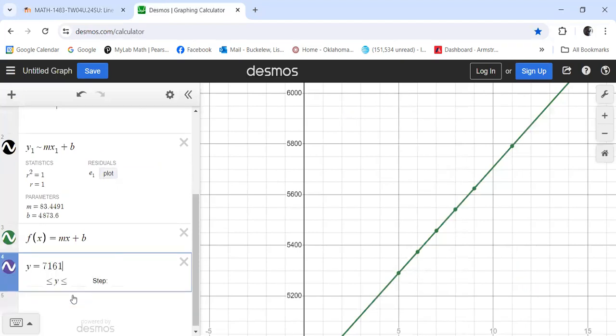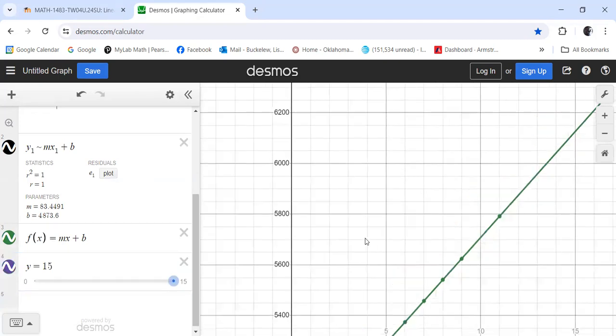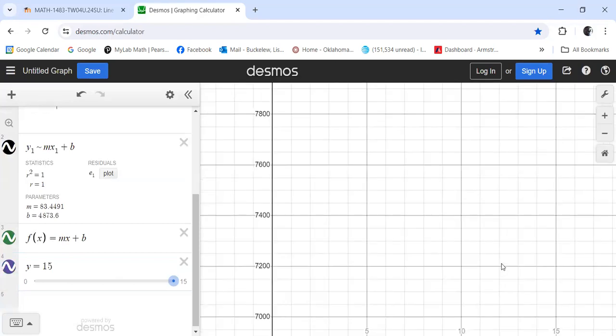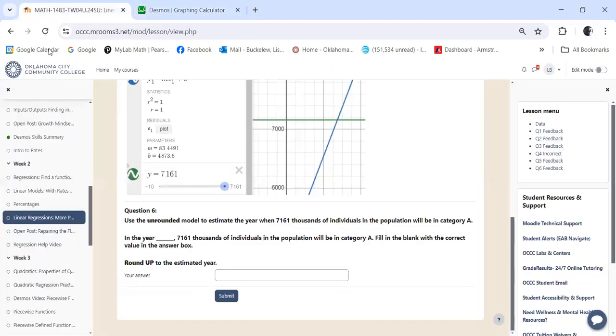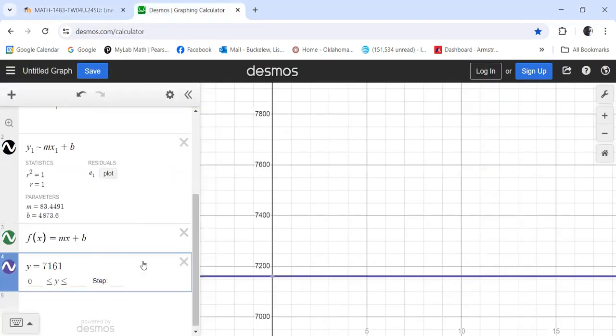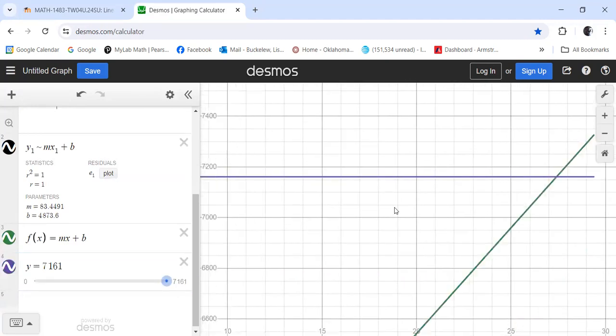7,161. I can't see it on my page here. I guess 0 to 15. But if I'm just clicking and dragging my graph down here. Oh, sorry. 7,000, what was it? 161. 7,161. Okay, so see how it shot that line through the picture there? I may have to just click and drag my screen across.